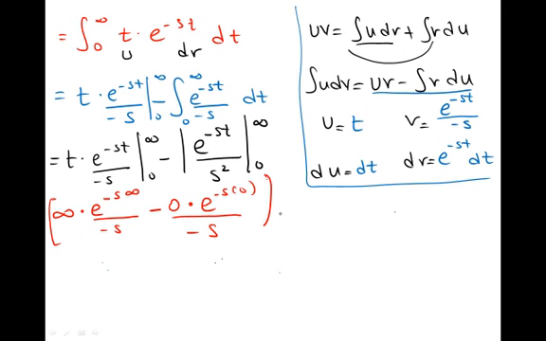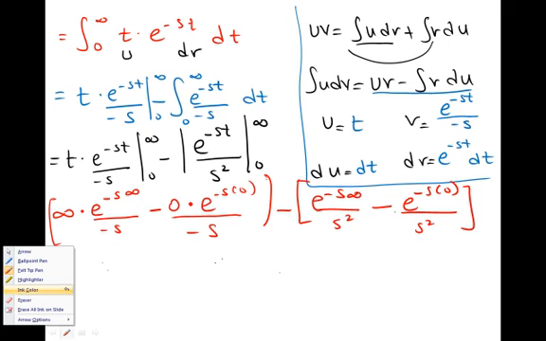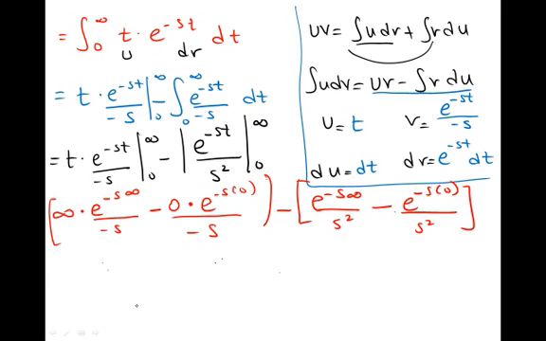Let me go to the second part. e to the power of minus s times infinity over s squared, minus, now I'll go to the 0 part. It will be e to the power of minus s times 0 over s squared. Good. Now I'll see what will happen after this substitution. Of course, 0 times anything here will be 0 divided by s. Again, the whole part here is going to be 0.